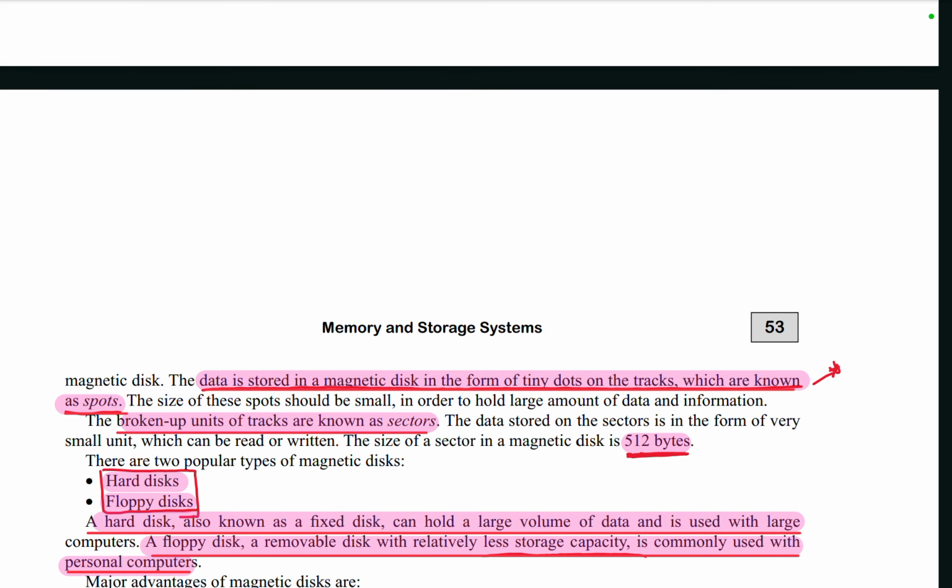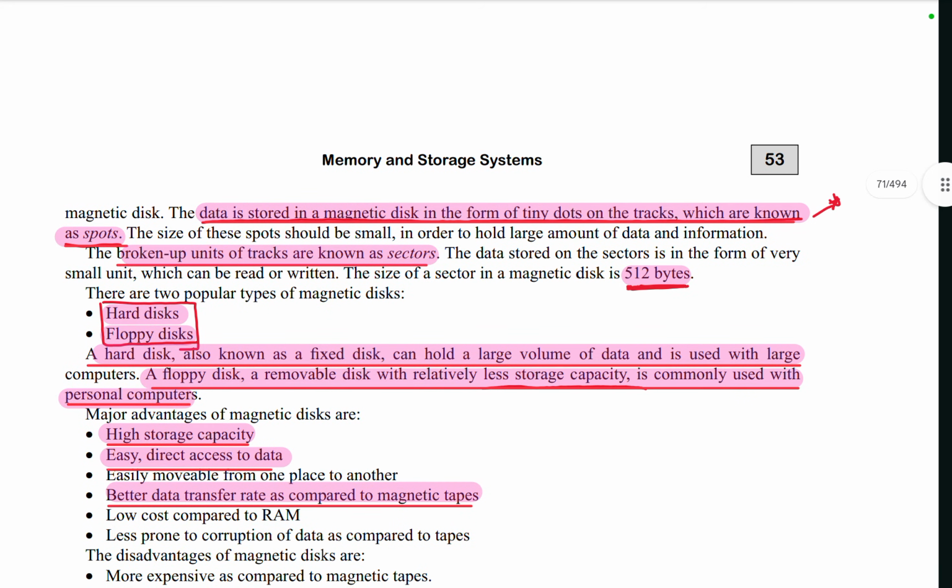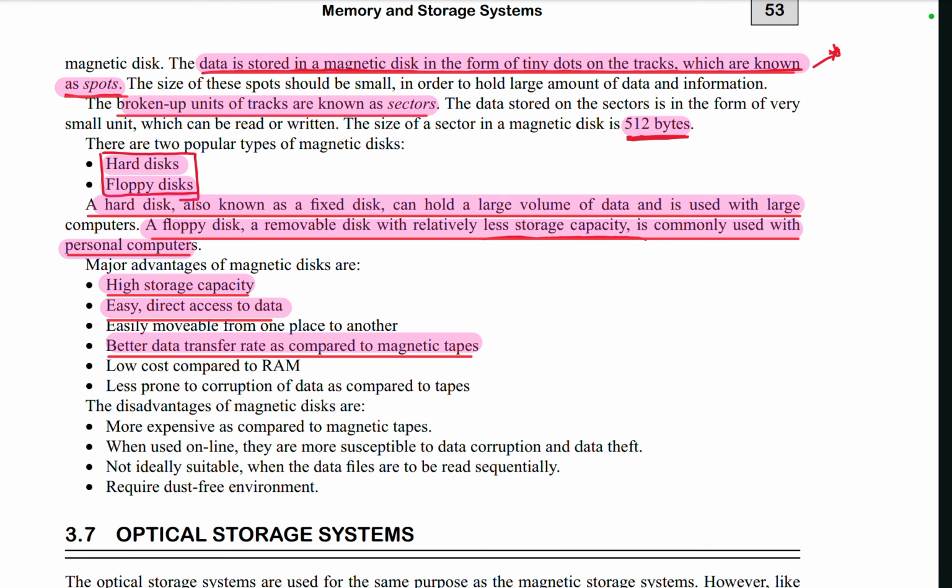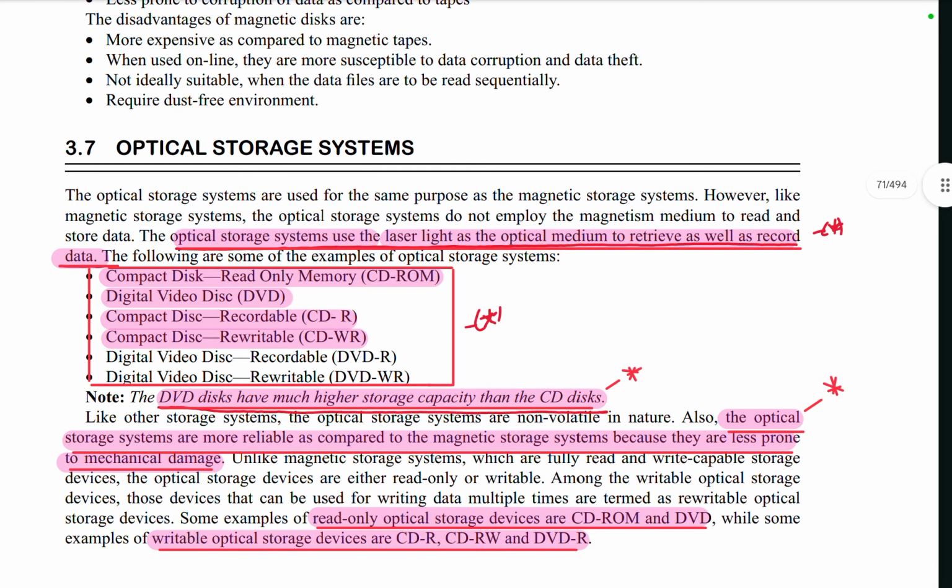Two popular types of magnetic disk: hard disk and floppy disk. A hard disk, also known as a fixed disk, can hold a large volume of data and is used with large computers. A floppy disk, a removable disk with relatively less storage capacity, is commonly used with personal computers. Major advantages of magnetic disks are high storage capacity, easy direct access to data, and better data transfer rate as compared to magnetic tapes.